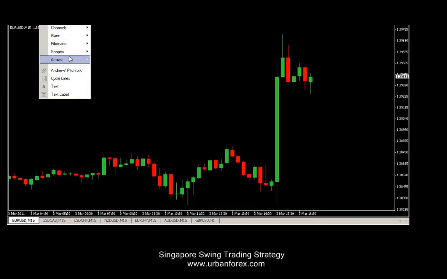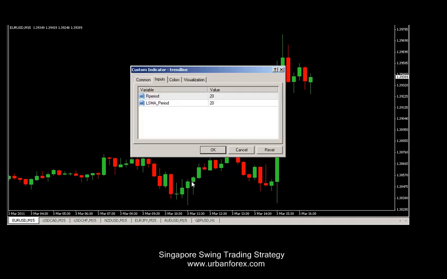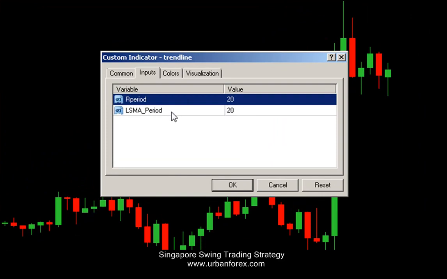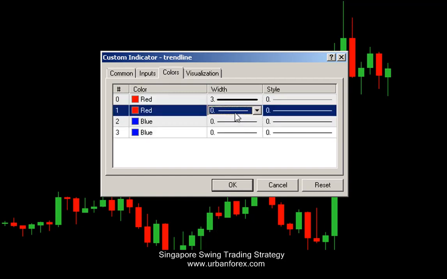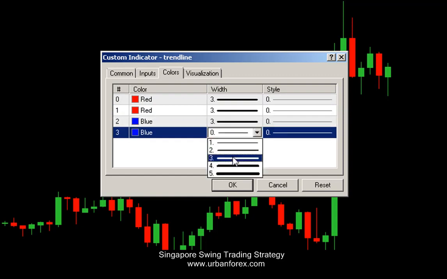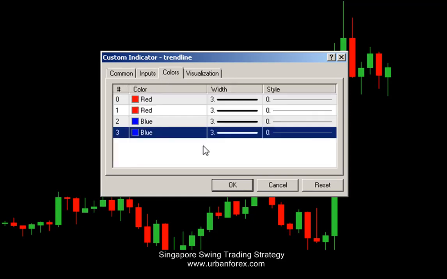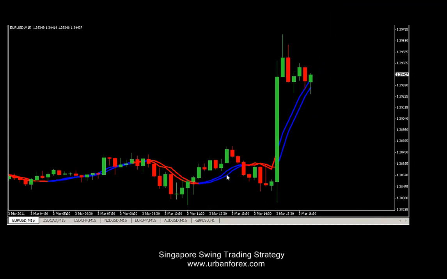Let's insert the custom indicator that you have downloaded, which is called the trend line. You want to keep the period at 20 and the LSMA period at 20. And what I usually want to do with the width is make it a little bit thick so I can view it quite clearly. Let's make those 3 as well, all of them at 3, and we can leave everything else the way it is. Alright, let's click OK. Everything is drawn. You can see an uptrend is in blue, a downtrend is in red.